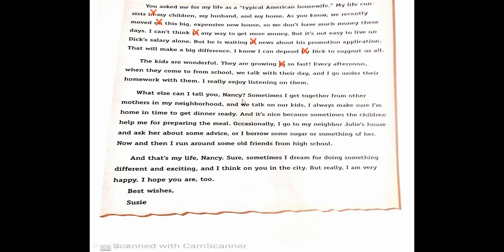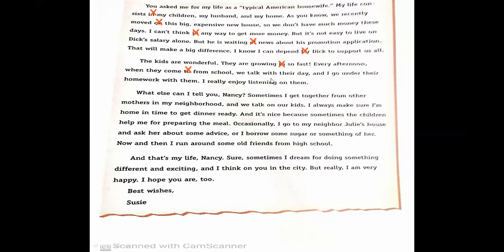Muhammad Islam? Yes, Mr. Complete, Muhammad, to find the errors. So fast every afternoon when they come to from school. Remove "to". You can say, when they come from school. Yes. We can write "come back"? When they come back to school? No. When they come from school, we talk. He said, "What talk with?"